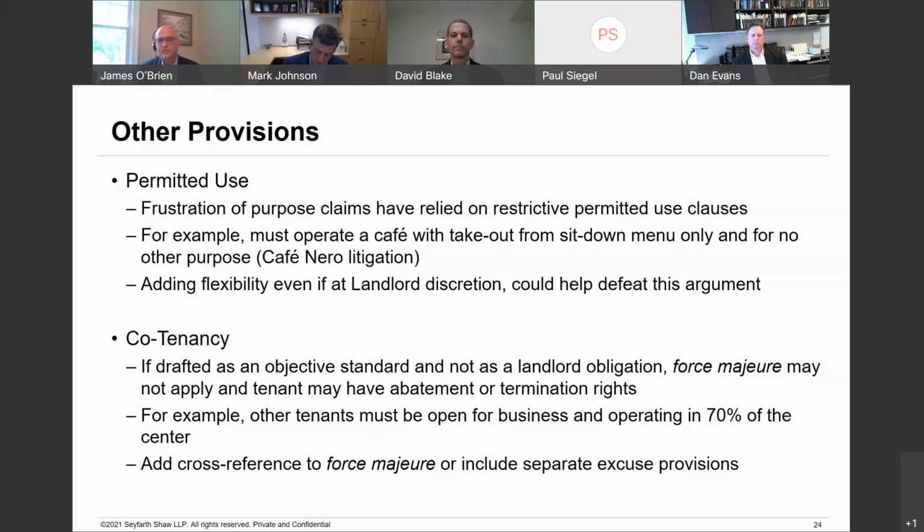You want to see if you can attack those provisions. Mark mentioned a few methods of offering landlord protections, but one of them is to tie this directly to the same sorts of triggers that you would have for force majeure. So, mentioning within that provision that if Target is closing down due to a government mandated order, that is not going to be a trigger for the co-tenancy provision that would enable the tenant itself to have a rental abatement or a potential termination right. So two other provisions besides force majeure to be aware of are permitted use and co-tenancy.